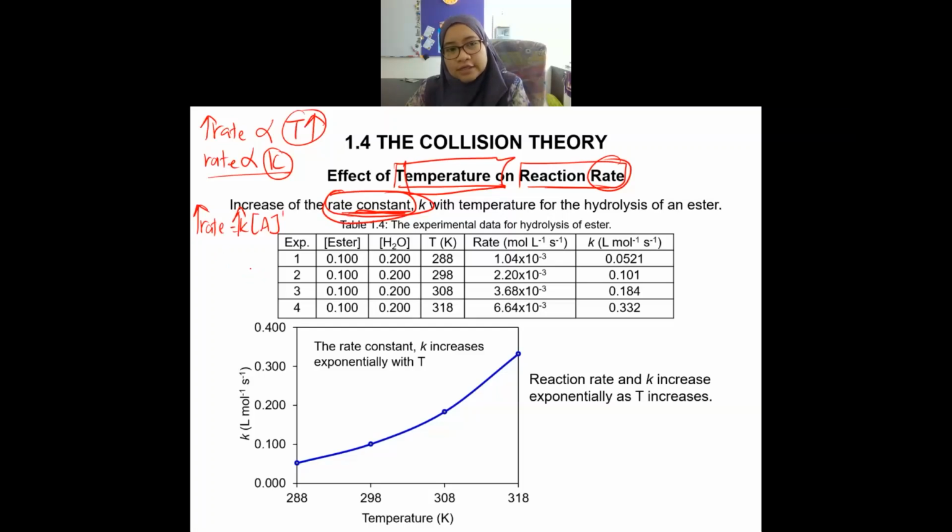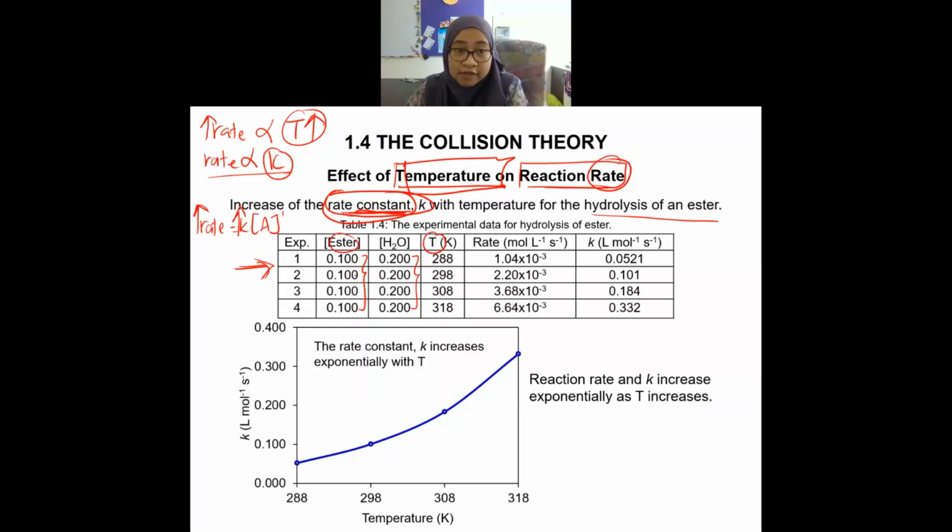Okay, look at the data that we have given here. These are the rate constant K and temperature for the hydrolysis of an ester. So hydrolysis of an ester is the reaction. Okay, so this is the data provided to us. We have 4 experiments of the same reaction, but we vary the temperature. As you can see, the concentration of the ester and H2O, these two are the reactants used in this reaction. You can see the concentration remains the same.